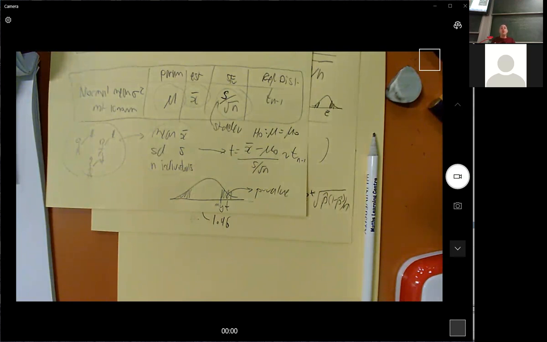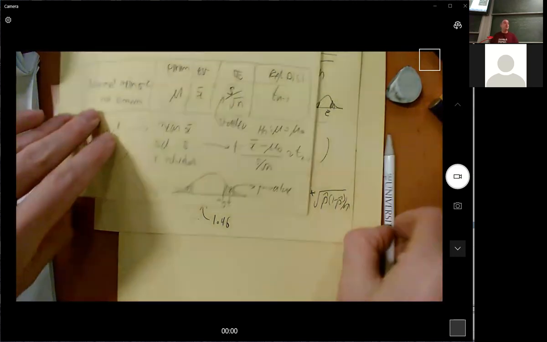But you would need to ask your machine how to do that, which would be in the MATLAB code somewhere for the T distribution. Sorry, norm inverse, that'll be it.